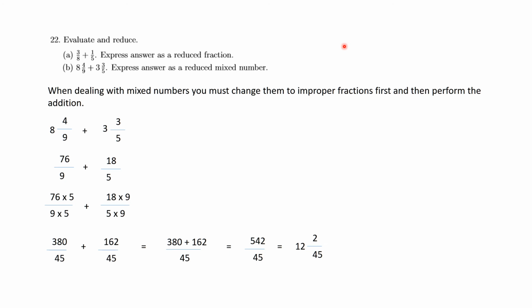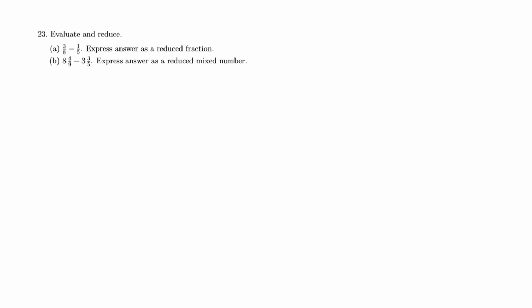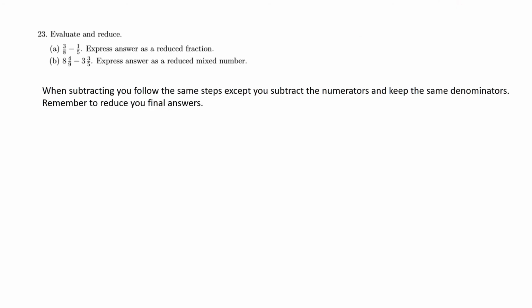Now I'm going to take the same and do subtraction. The nice thing about subtraction is the only difference is you're going to subtract the numerators, keep the same denominator, and then reduce. Okay, so we already found what these equivalents are. So we found that this was 15 over 40, and this was 8 over 40. So when we subtract the numerators, keep the same denominator, we end up with 7 over 40.